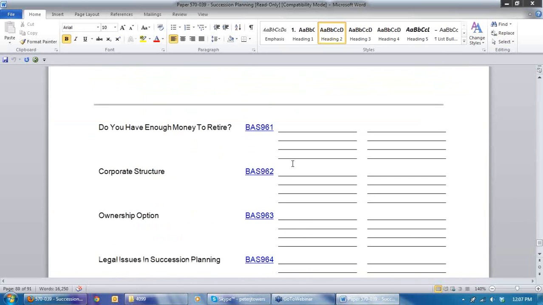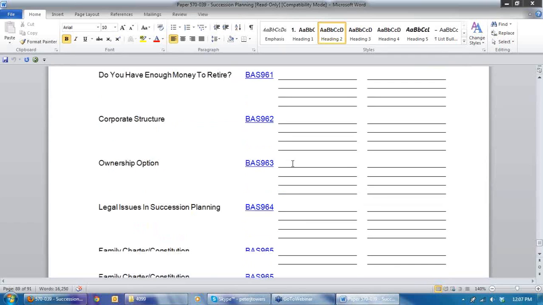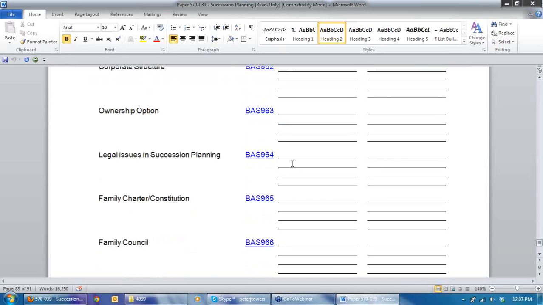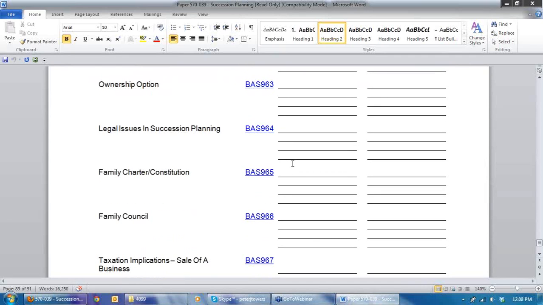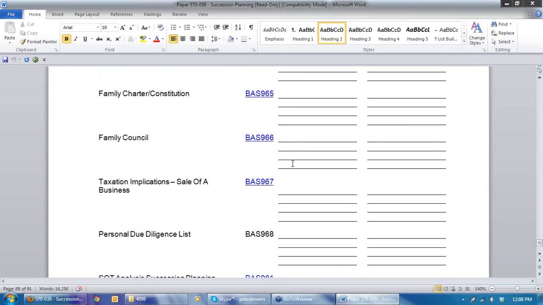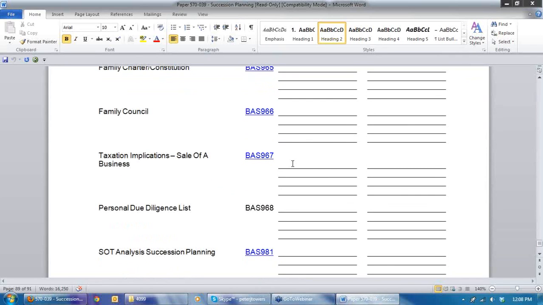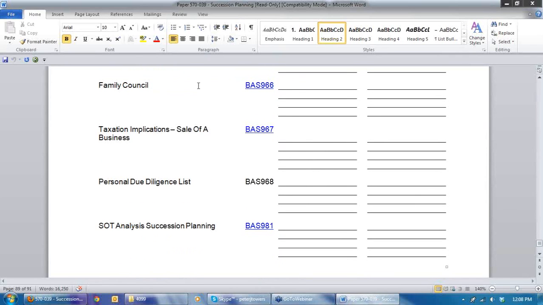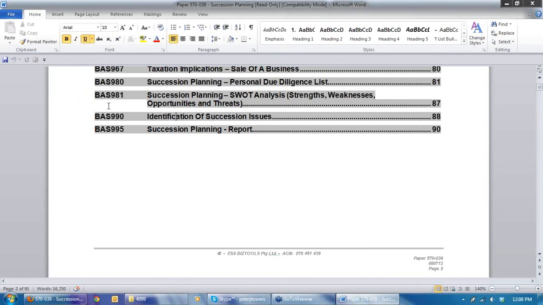And we're going to go through and look at some of these, most of these in this webinar today. But there's quite a number of interrelated items to be considered in undertaking a succession plan assignment with a client.